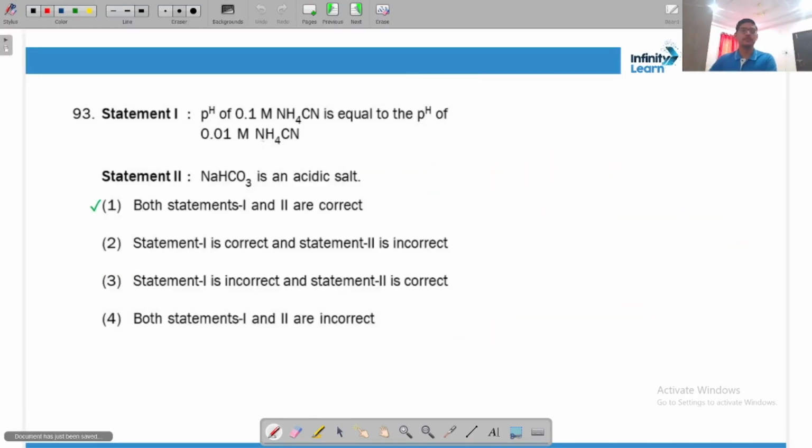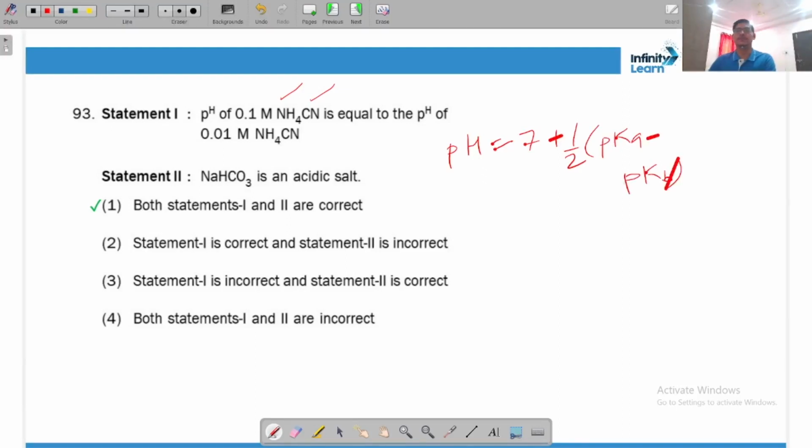Okay. pH of NH4CN is equal to the pH of 0.01 molar NH4CN. Yes, NH4CN comes from weak acid HCN and weak base ammonia. So the pH of a salt of weak acid and weak base is given by 7 plus half pKa minus pKb. So it is independent of the concentration. NaHCO3 is an acidic salt. Yes, because it can still give a proton like this, right? So both statements are correct.